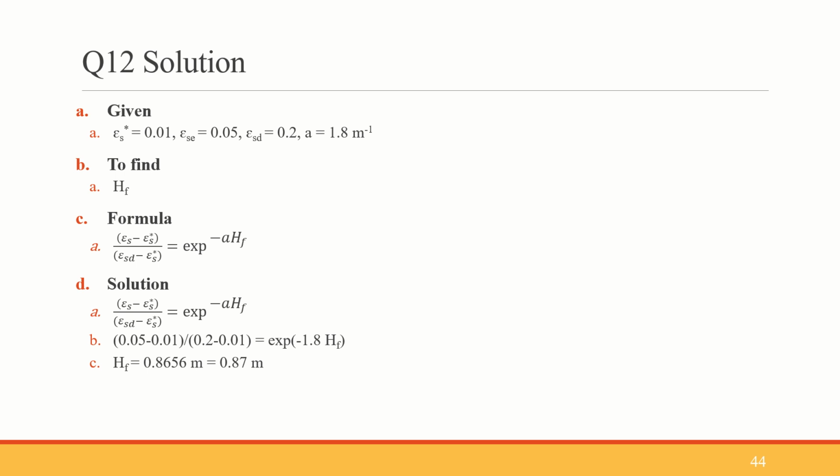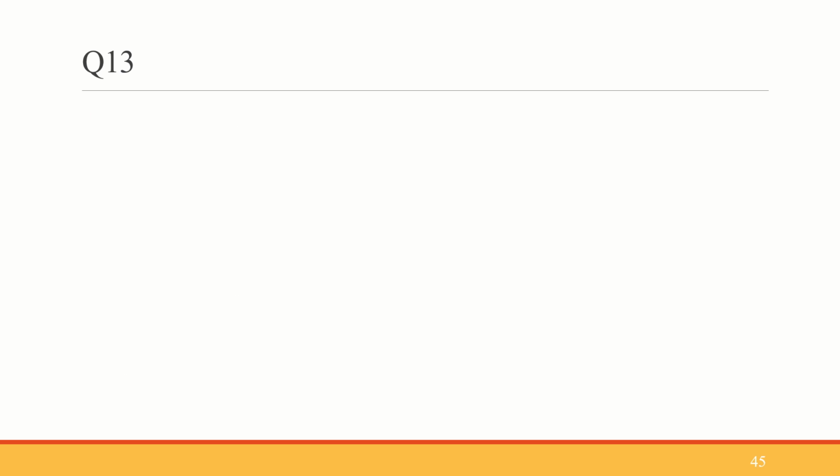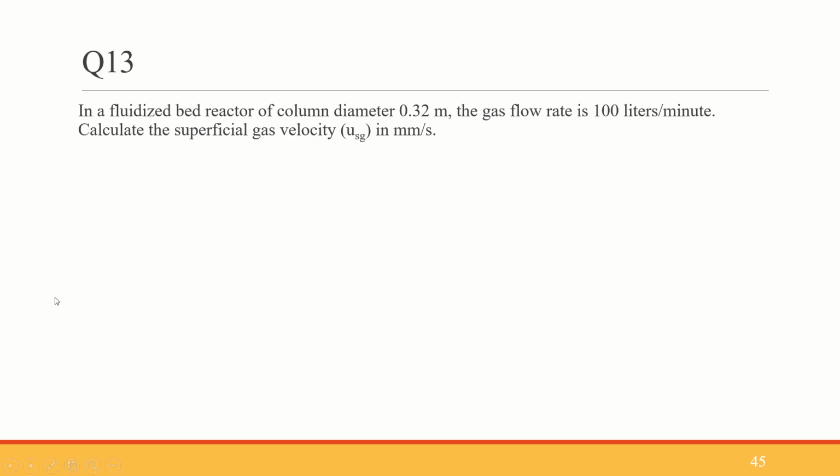So we'll go to question 30. In a fluidized bed reactor of column diameter 0.32 meter, the gas flow rate is 100 liters per minute. Calculate the superficial gas velocity in mm per second. So here what are we given? We are given the column diameter, which is 0.32 meter, and gas flow rate is given as 100 liters per minute. We are asked to find the superficial gas velocity.